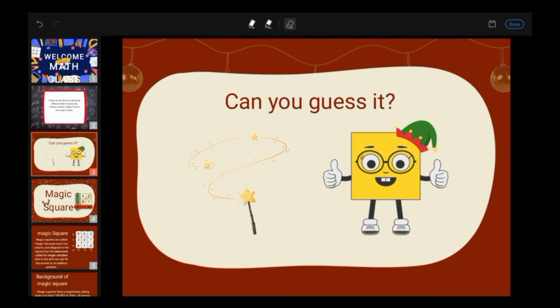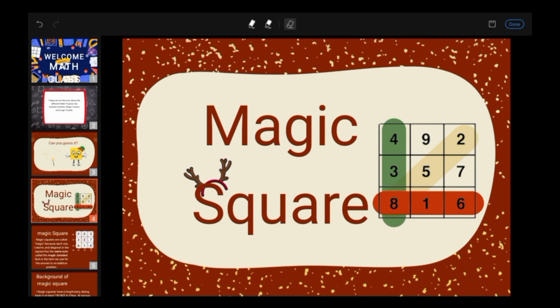Before we reveal our topic for today's video, let's play a quick guessing game. We have 2 images here. One looks like a magic wand, and the other is a square shape. Any guesses what this might be? If your answer is magic square, then you are right. So, what exactly is a magic square?